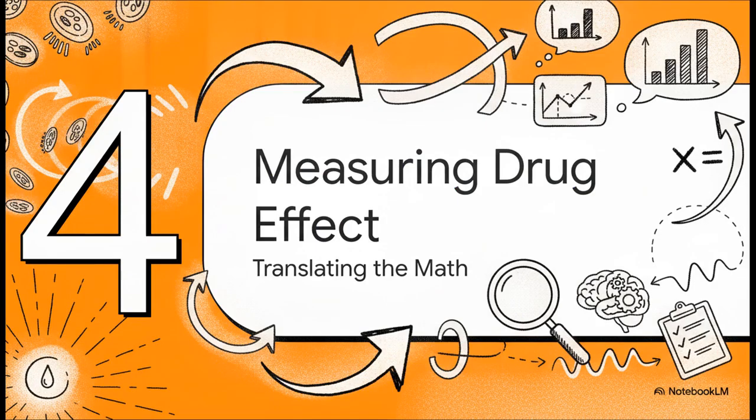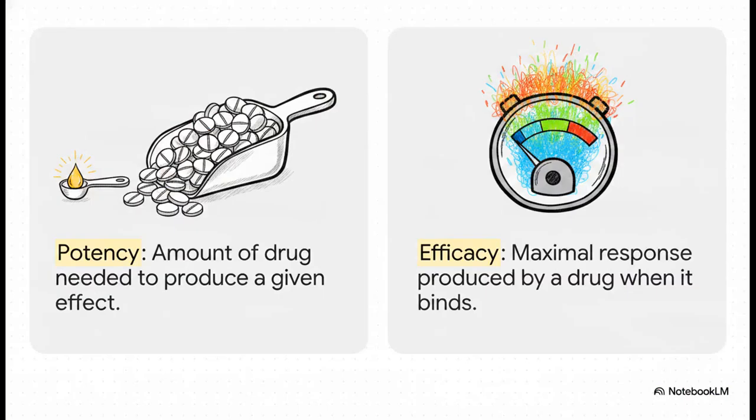All right, Section 4, measuring the drug's effect, or translating the math. So how do doctors actually translate all these microscopic interactions into clinical math? Well, we track this using dose-response curves, which really requires understanding 2 massive concepts, potency and efficacy. Potency is simply the amount or the physical dose of a drug you need to take to get a given effect.